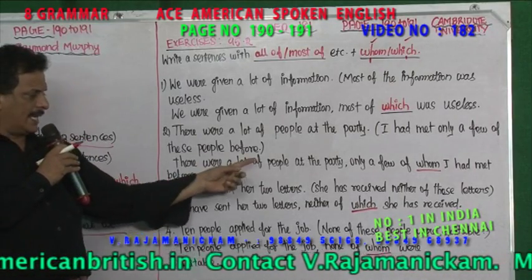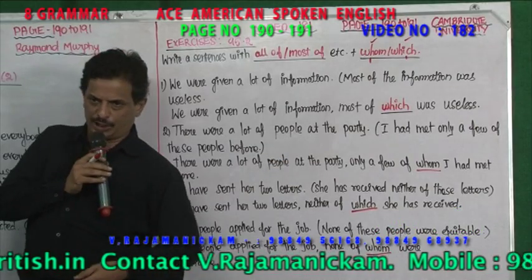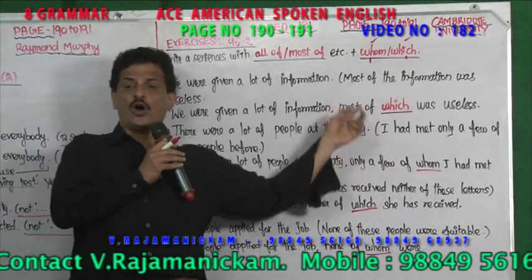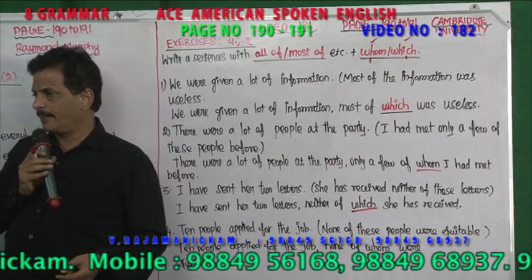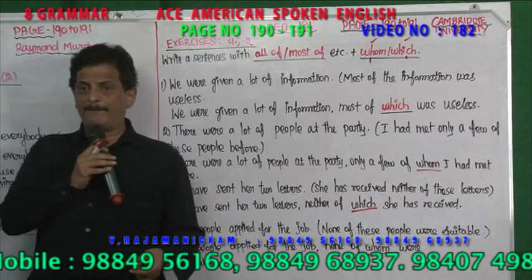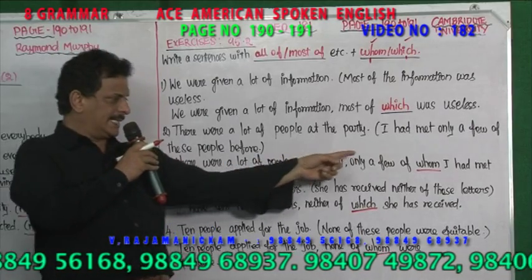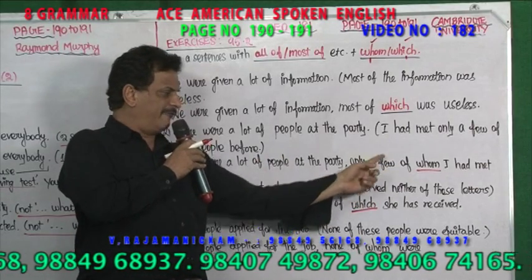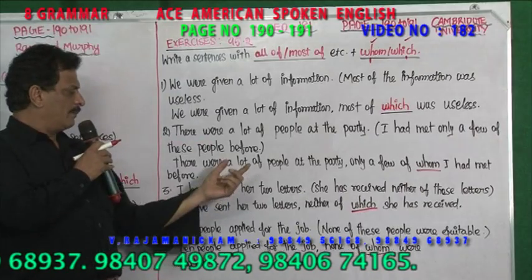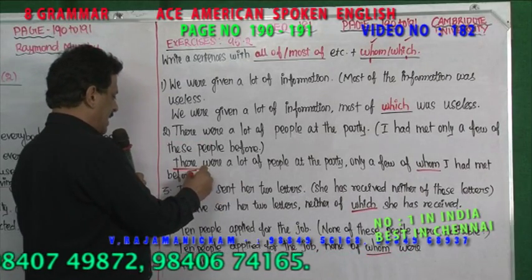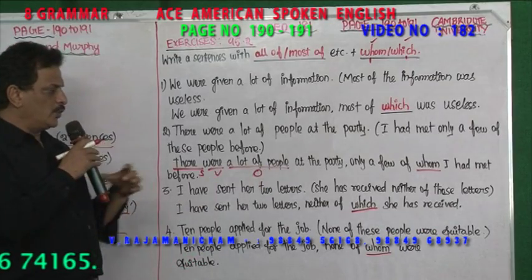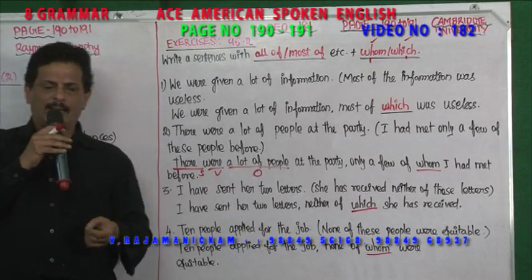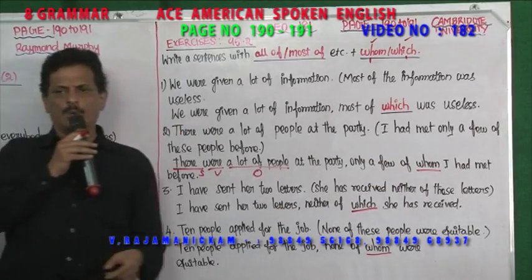There were a lot of people at the party, only a few of whom. This whom stands for what? The people in the party. The people in the party is the whom. Only a few of whom. So see, there is the subject, were is the verb, a lot of people is the object. When you want to mention this lot of people, there you are using whom.